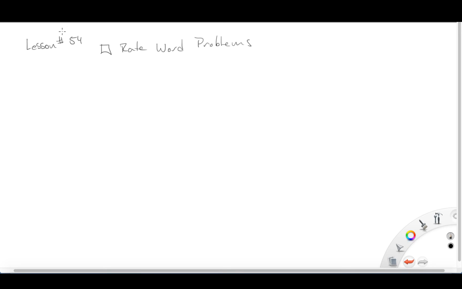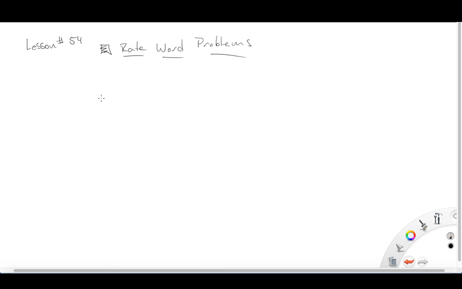Course 2 Saxon Math. We're on lesson 54, and today we're going to be talking about rate word problems. By the title here, rate means we're going to come up with the amount of work done in a certain amount of time, or the amount of miles traveled in a certain amount of gallons of gas. So we're going to derive a rate.